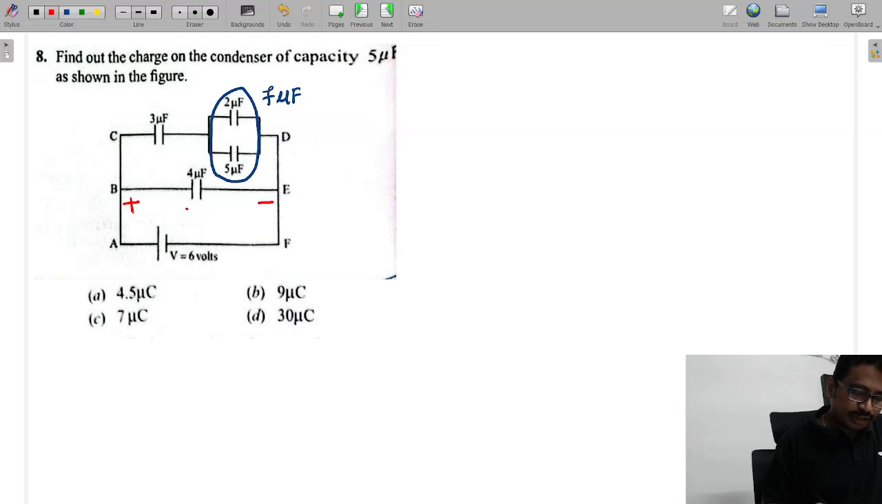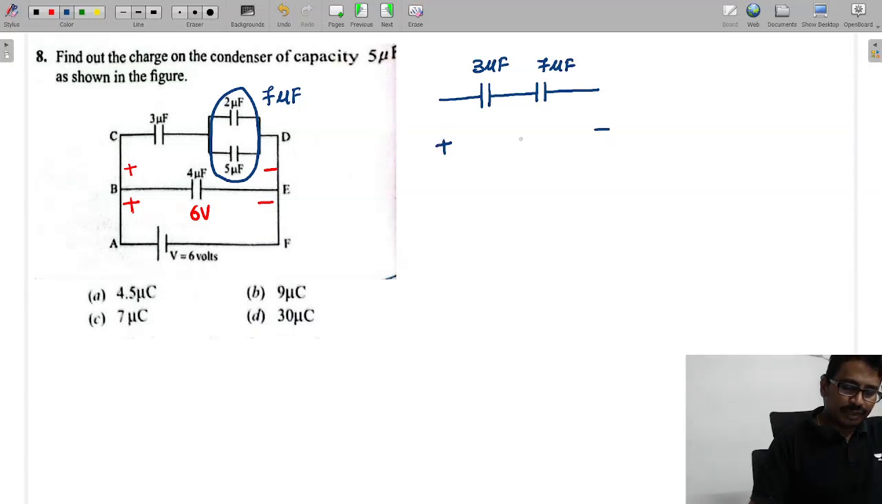So how much voltage can we say this is? This voltage is 6 volts. This voltage is 6 volts. And the whole combination voltage is also 6 volts only. And this combination, how much is this capacitance? This is 3 micro, this is 7 micro. So for the whole combination, the voltage is how much? 6 volts.